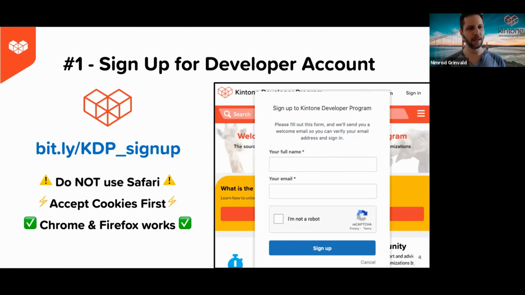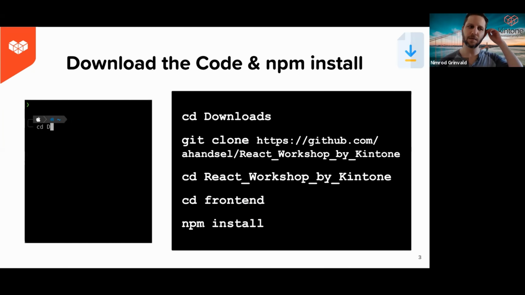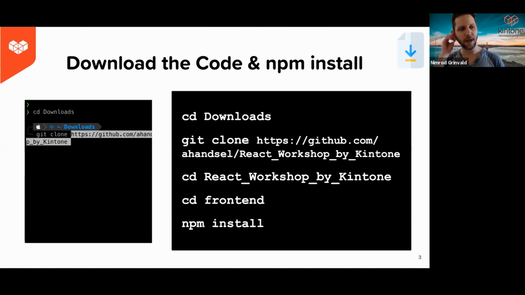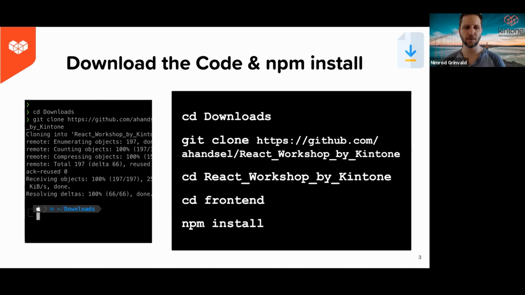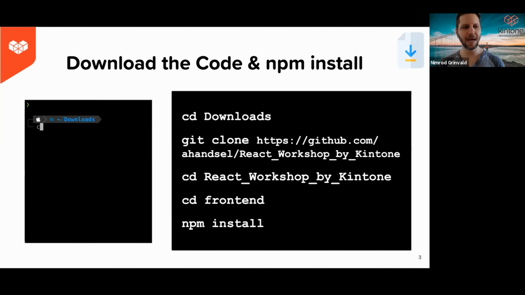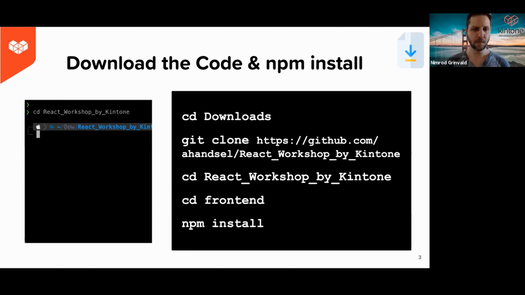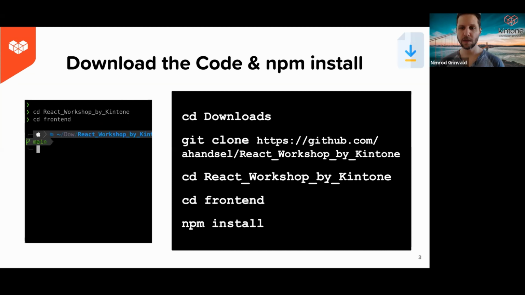Once you download that repo, you're not out of the woods yet. In fact, we're just getting into the woods. You're going to move into the front end folder. You'll have downloaded the repo, then you're going to go into the React Workshop by Kintone folder, and then the front end folder, and then you're going to npm install in the front end. That's going to take a few minutes to resolve, so you can get that started while it's going on in the background.